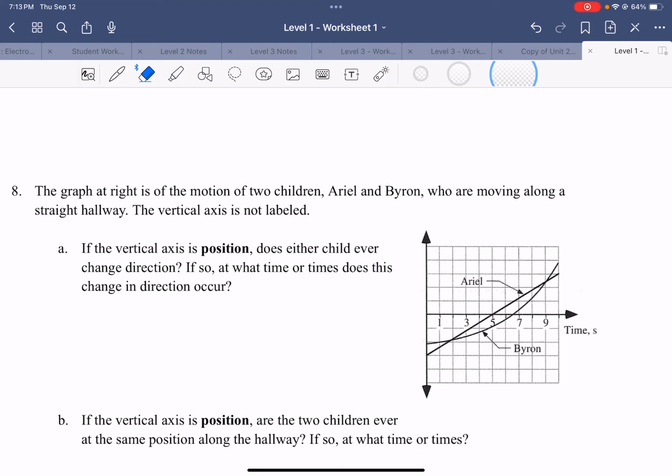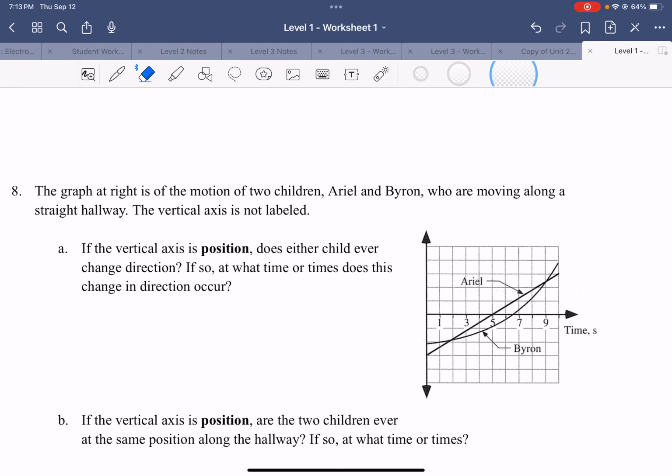Hey everyone, this is going to be a video with exercises on how to read and interpret motion graphs. This is an exercise taken from the TIPPERS workbook, which stands for Tasks Inspired by Physics Education Research. It shows a graph of the motion of two children, Ariel and Byron, who are moving in a straight line along a hallway. The horizontal axis represents time, but the vertical axis is not labeled.